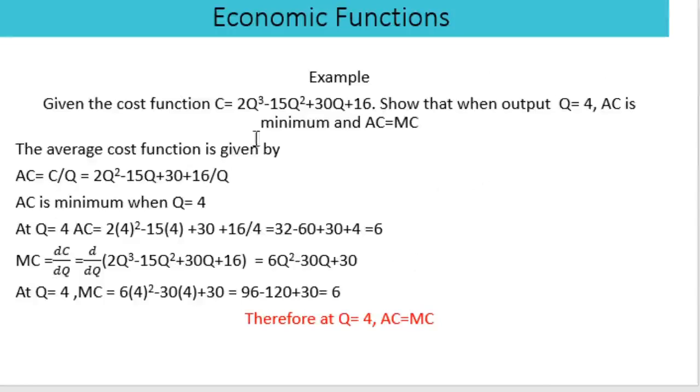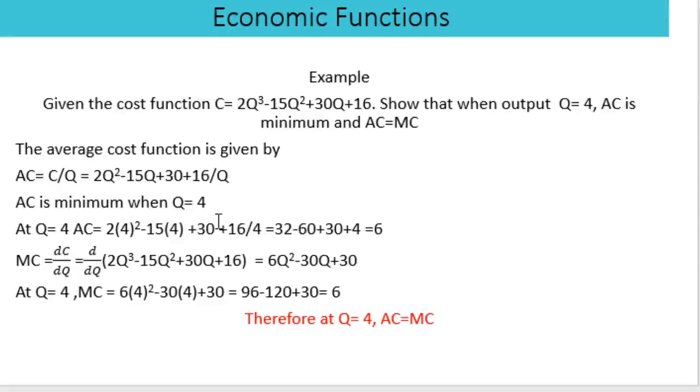Average cost function is given as TC by Q, that is 2Q cube minus 15Q square plus 30Q plus 16 divided by Q, that is 2Q square minus 15Q plus 30 plus 16 by Q. This is the average cost. AC is minimum when Q equal to 4. We can take the first order condition, second order condition, then we will get the Q value equal to 4.